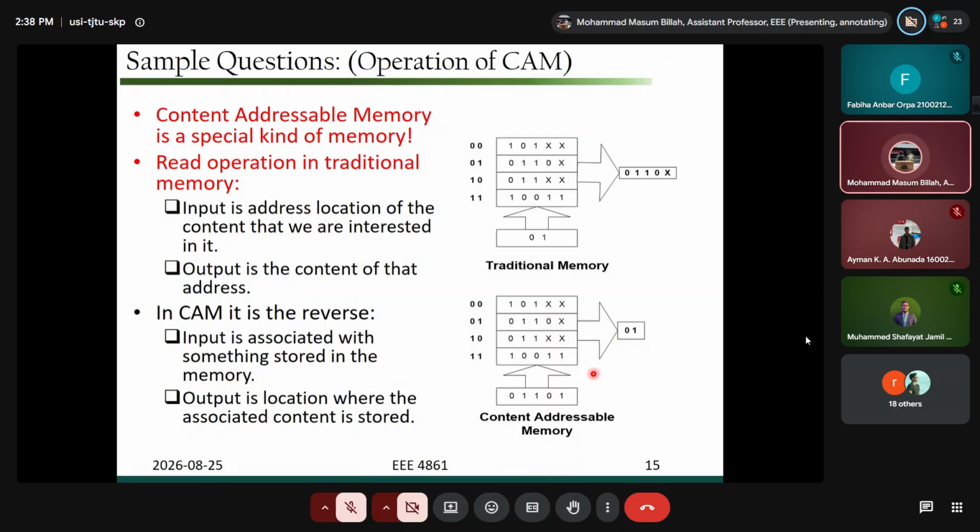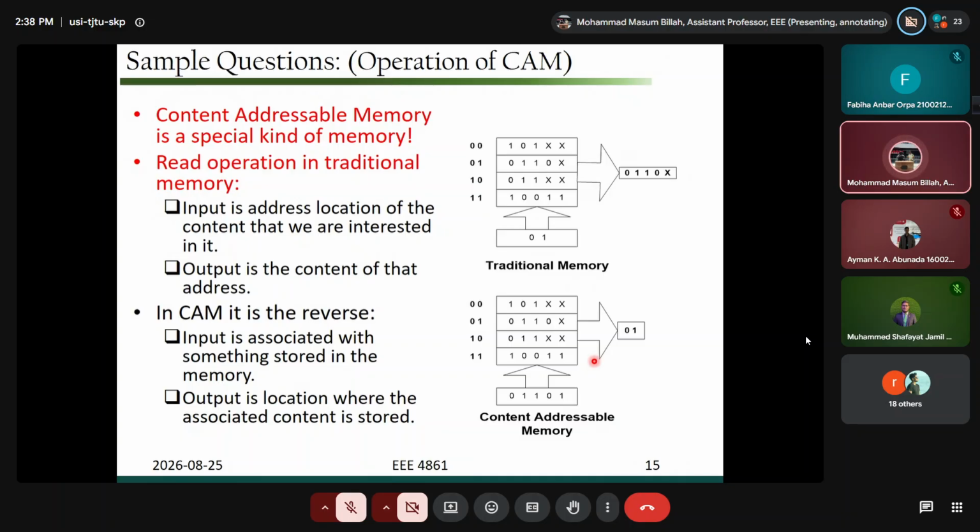Okay, so why is this kind of memory important? Because we already had a conventional memory, so why should we also consider a new memory operation like CAM? What are the benefits? What are the limitations?